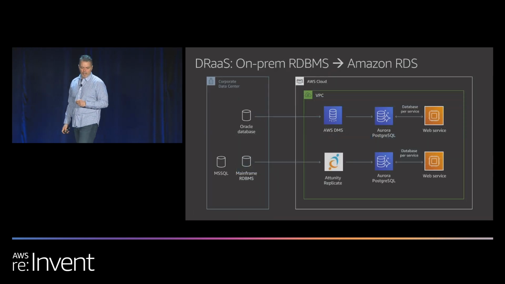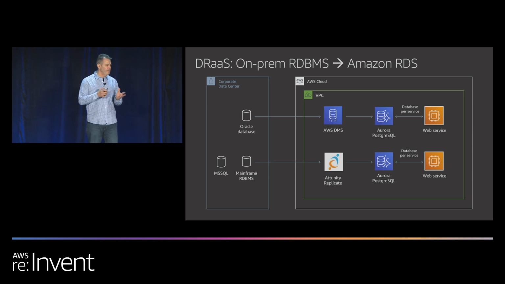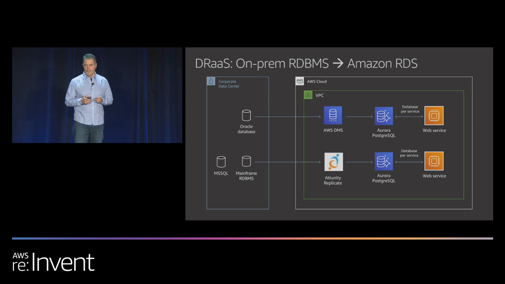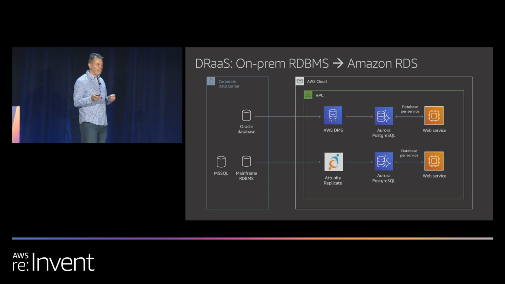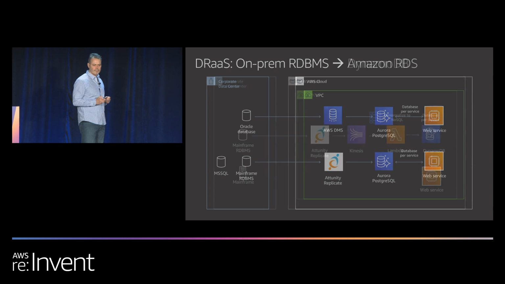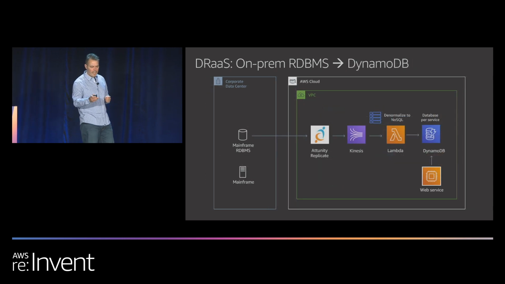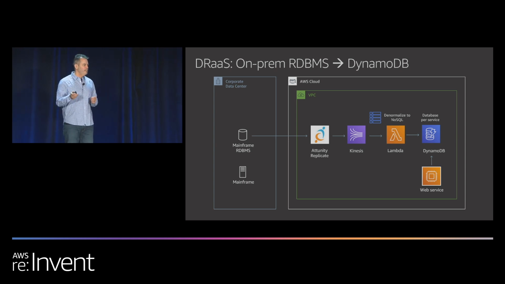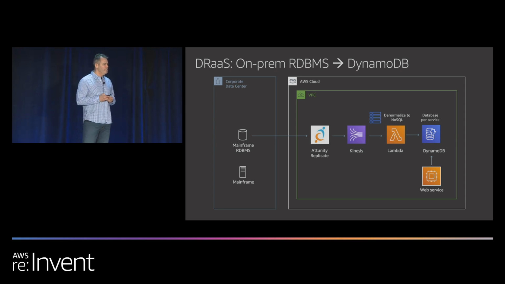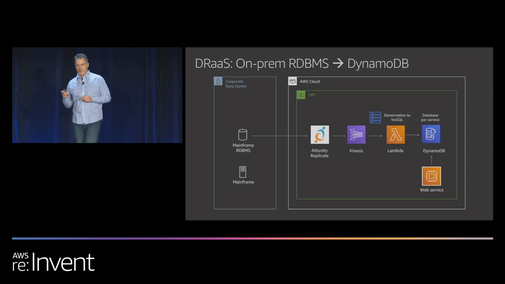So here's the overview of how we replicate data from DB2 and SQL Server and Oracle up to the cloud. For relational, we go to RDS or we go to Aurora. And then the web service uses that. That's a pretty straight shot. And then if you want to go to Dynamo, you take Attunity, you replicate your data to Kinesis, you have your lambdas there to denormalize that data and load it into Dynamo, and then your web service will read that.